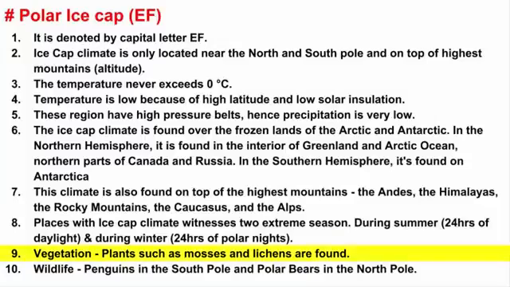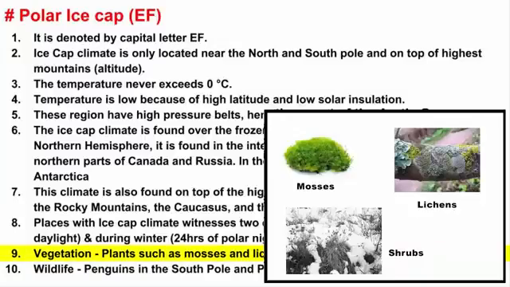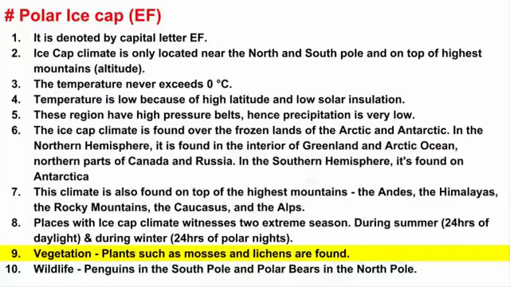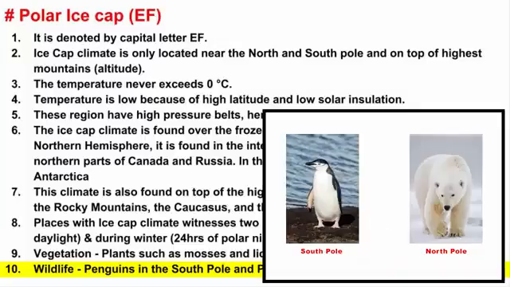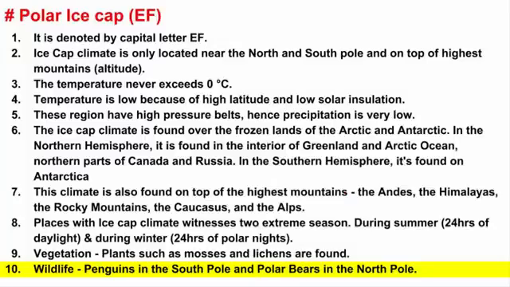When it comes to vegetation, in this harsh climate, some areas have plant life such as moss and lichen. Lichen is a mixture of fungus and algae. When it comes to wildlife, penguins in the South Pole and polar bears near the North Pole are amongst the animals that live in this harsh environment.